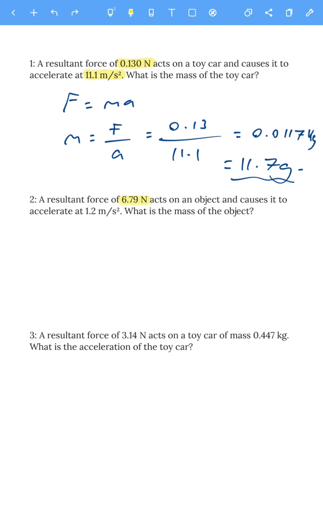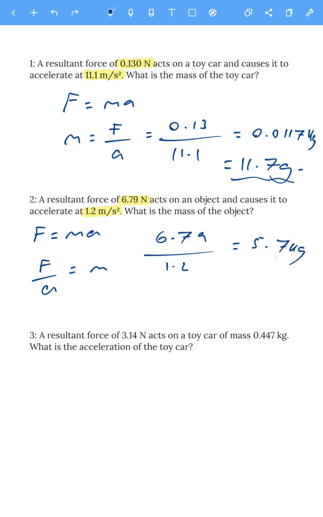So this time we've got a resultant force of 6.79 newtons that acts on an object and causes it to accelerate at 1.2 meters per second squared. What is the mass of the object? So same again, it's F equals ma. We just need to rearrange to find mass. So mass is force divided by acceleration. So 6.79 newtons divided by acceleration of 1.2. That gives us a mass equal to, you should have got 5.7 kilograms.